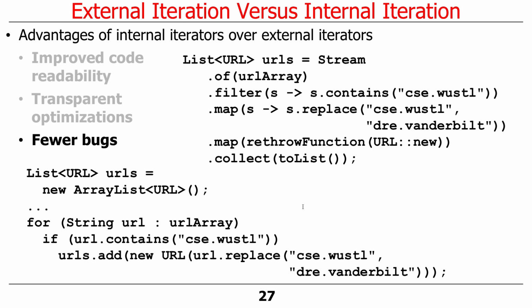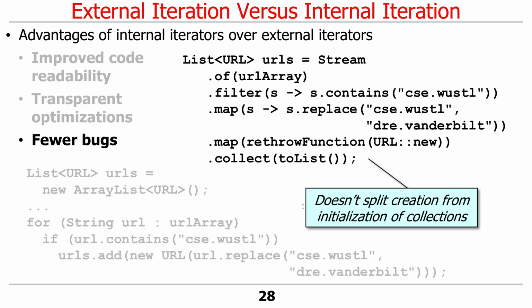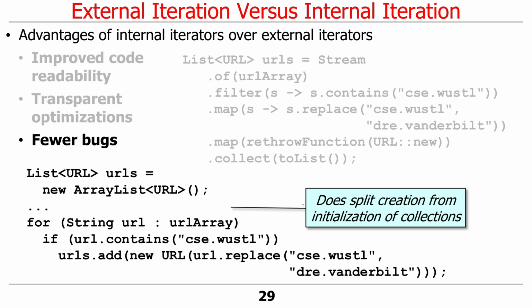And then arguably there may be fewer bugs with this approach. So one of the nice things about this approach, which I really like, is it doesn't split creation from the initialization of a collection. So in this particular case, when you're all done, you make a new list of everything that's in the stream, and that's what's used to initialize this list of URLs. Whereas in this approach, we do split creation from initialization. So you have to remember to initialize this thing, you have to remember to add every element, and it just takes extra work. So it's easy to forget to do something here, and stuff will blow up.